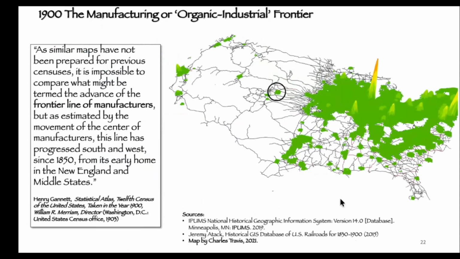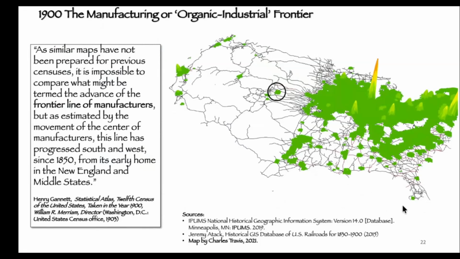This is a map taken from the 1900 census based upon manufacturing data. And Henry Gannett, who tabulated these figures, stated, as similar maps have not been prepared for previous censuses, it is possible to compare what might be termed the advance of the frontier line of manufacturers, but is estimated by the movement of the center of manufacturers. This line has progressed south and west since 1850 from its early home in New England and the Middle States.